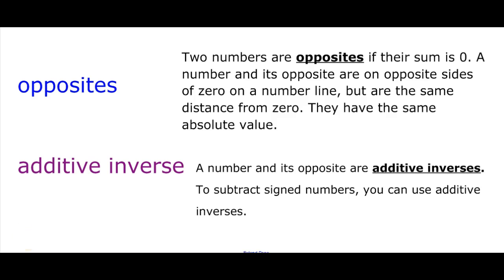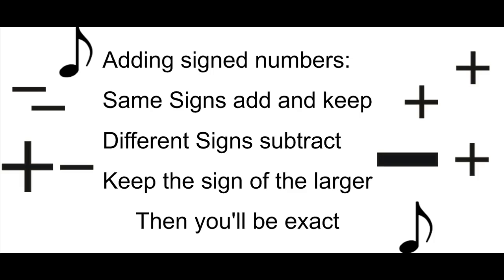A number and its opposite are called additive inverses. It's just like opposites. It's just a way that we're going to use when we subtract signed numbers, we're going to add the opposite. That's additive inverses. Okay? There's a little song that you can learn about adding signed numbers. Basically, I'm not a singer, but it's same signs, add and keep, different signs, subtract. Keep the sign of the larger, then you'll be exact. So, just a good little saying to have.